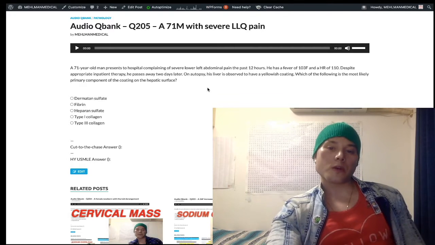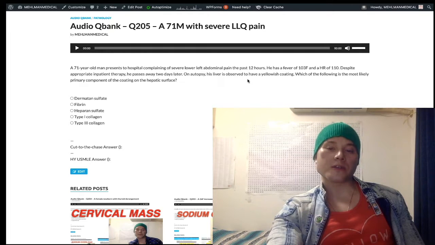So we have a 71-year-old man with lower left quadrant pain, a fever, and tachycardia, and he passes away. He has a weird yellowish coating on the surface of the liver. The question asks you what this coating is. Now, this guy had diverticulitis, which is going to be an elderly patient with lower left quadrant pain.